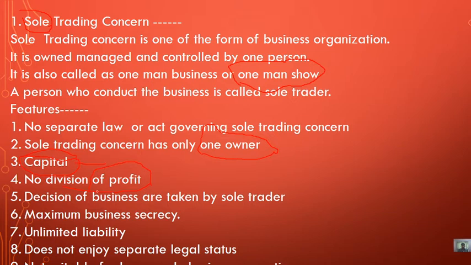Next, decisions of business are taken by the sole trader. All the decisions, all the strategies, all the plans, all the policies are taken by the sole trader. That is, all decisions, plans and policies of the business organization are taken by the sole trader, because he is the only person in his firm or his concern who takes all the decisions regarding his business. So a single decision-making authority is concentrated in the hands of the sole trader in a sole trading concern.